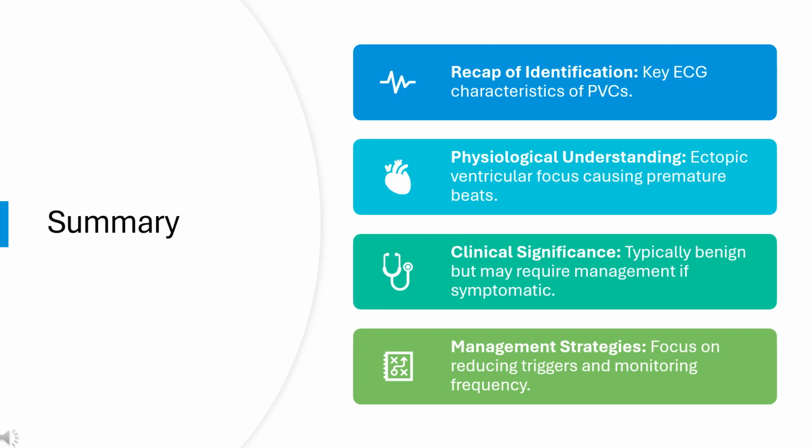And remember, common triggers for PVCs include stress, caffeine, and electrolyte imbalances. Identifying and minimizing these triggers can help to reduce the frequency of PVCs. Continuous or routine ECG monitoring can help to track the frequency and pattern of PVCs, and patients should be reassured about the typically benign nature of PVCs and educated on lifestyle modifications that can reduce triggers. In cases where PVCs are symptomatic or frequent, medications such as beta blockers or antiarrhythmics may be used to manage the condition. Treating any underlying conditions such as electrolyte imbalances or heart disease is also crucial.